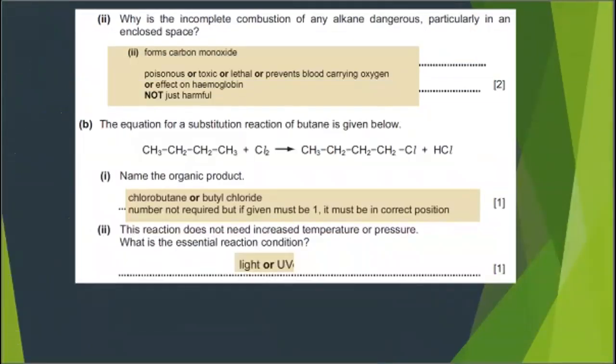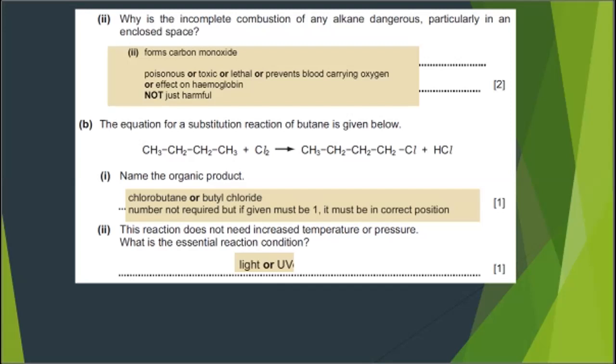All right, so last class we were talking about alkenes, right? And one of the questions: why is the incomplete combustion of an alkene dangerous, particularly in an enclosed space? Now, when we speak about incomplete combustion, it means that not all of the hydrocarbon is being converted to carbon dioxide and water vapor. It means that there is the formation of carbon monoxide.